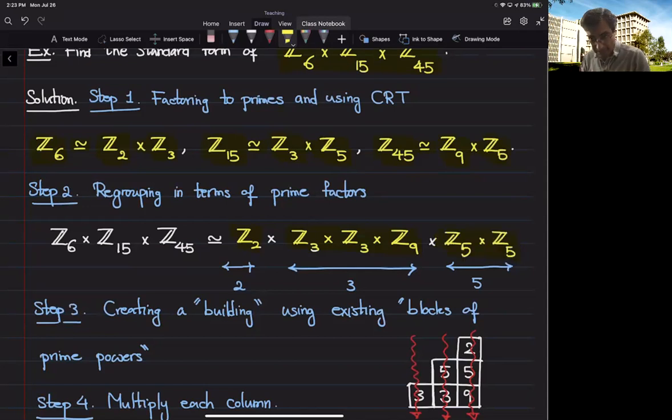Now I want to make a building out of it. So there are 3 powers of 3. So that would be our largest block. So I put it in the bottom. Next, I have 2 blocks of 5. I put it on top of the blocks of 3, starting from the right. So I get this. And finally, I have 1 block of 2, and I put it on top of those. So I get this building.